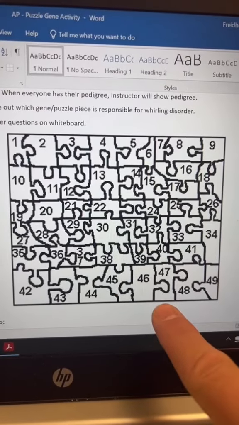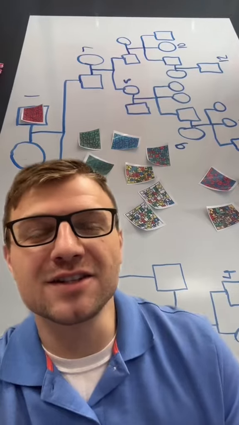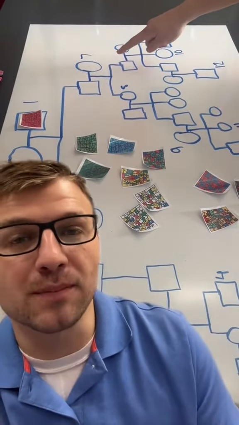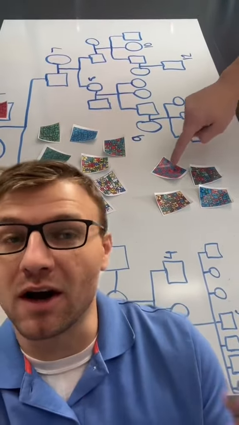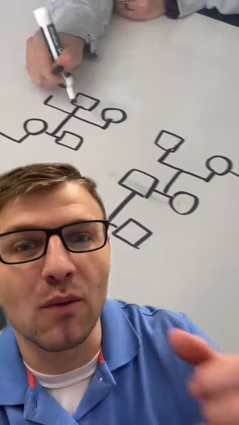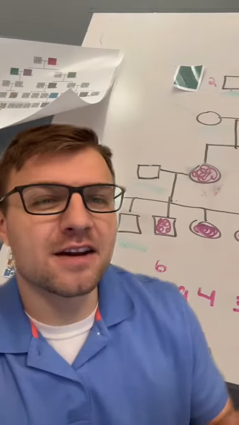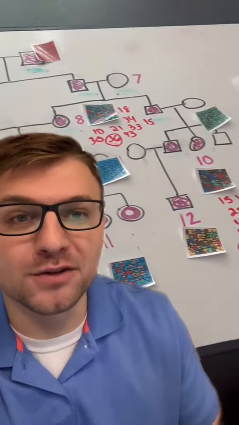And each puzzle piece represents one of 50 genes that person has. I first had the students draw out the pedigree on a whiteboard, and then they had to figure out which of these puzzles represents which of the people on the pedigree. They did this by looking at the color combinations of the puzzles and figuring out where they would land on the pedigree. They then had to figure out which gene was responsible for whirling disorder by looking at the pedigree and the puzzle piece numbers.